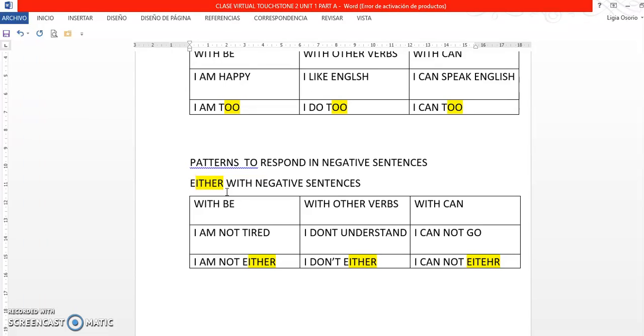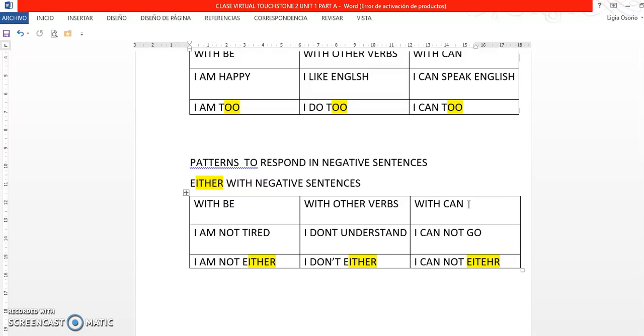For example, here, if you are using the verb to be, you are going to use the verb to be in your response with "either," alright? For example, "I'm not tired," "I'm not either," which means yo no estoy cansado, yo tampoco. With other verbs, you have to use the auxiliary verb, remember "don't" or "doesn't." For example, here, "I don't understand." You can respond, "I don't either," which means yo no entiendo, I don't either, yo tampoco, alright?